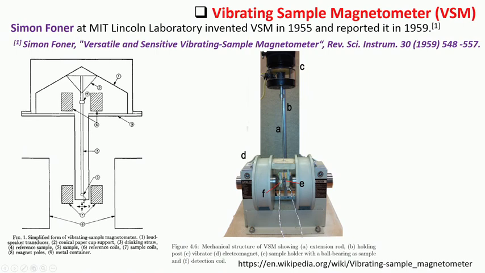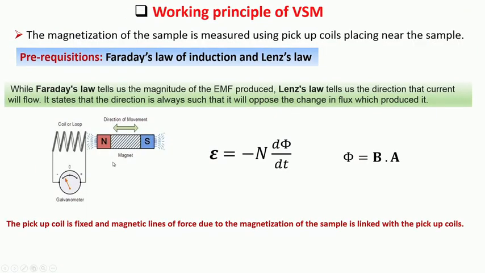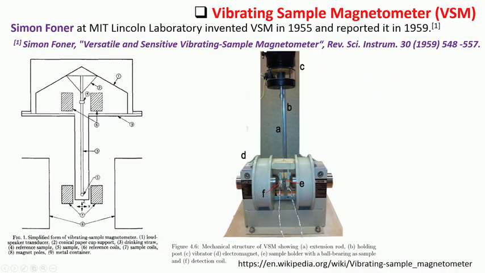Now, if I make an arrangement so that the position of the magnetization will be vibrating along the z axis like this, what will happen? This magnetization of this sample will go up and down. This sample is going up and down. So, what will happen?